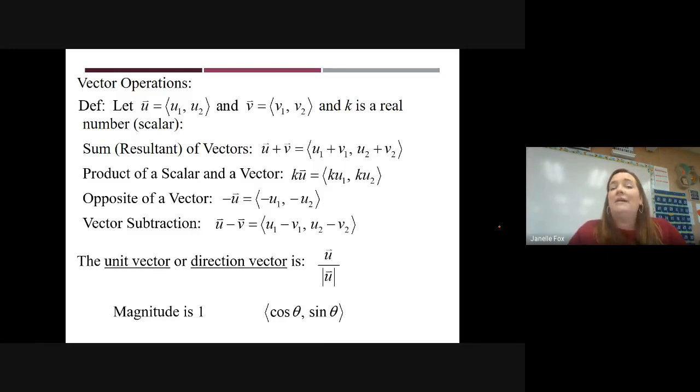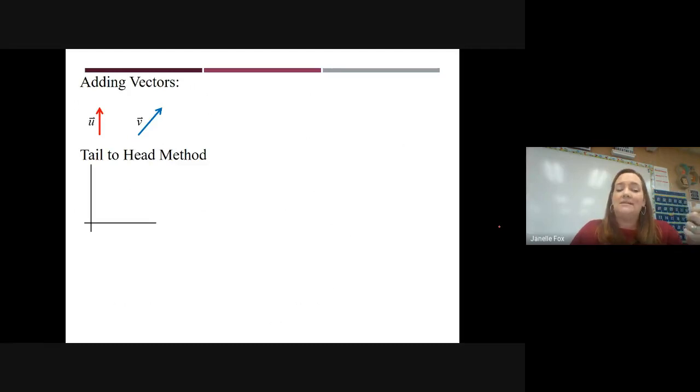Okay, we're going to talk now about adding vectors. There are 2 methods that I like to do. One of them is the tail to head method. Personally, that is my favorite one because it's so continuous to me. You place the first vector and then tack on the second vector. That feels natural to me. So we would draw vector u and then attach vector v.